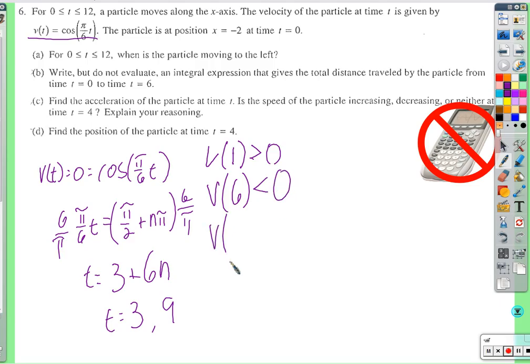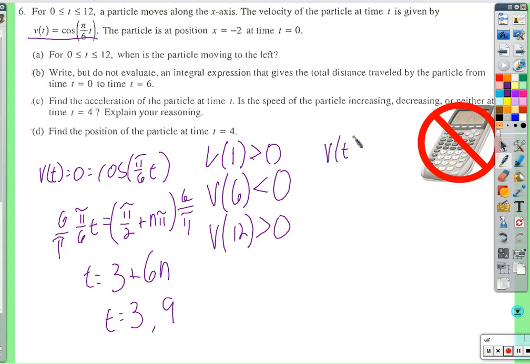And v between 9 and 12? We can do 12 because it says equal to 12, and 12 will cancel out that 6. That's a good idea. 12 pi over 6, 2 pi, is 1, which is positive. Okay?